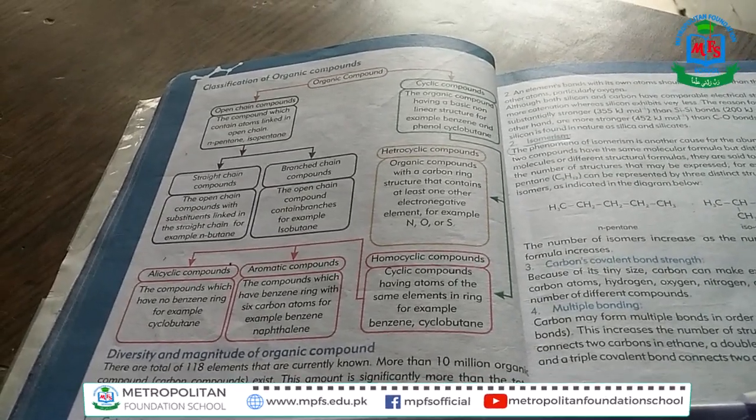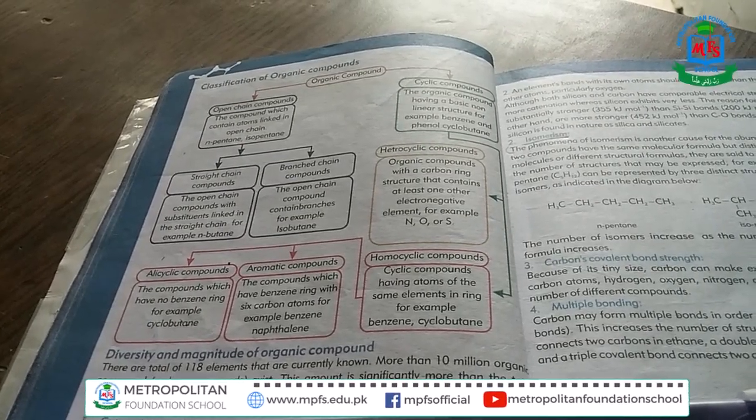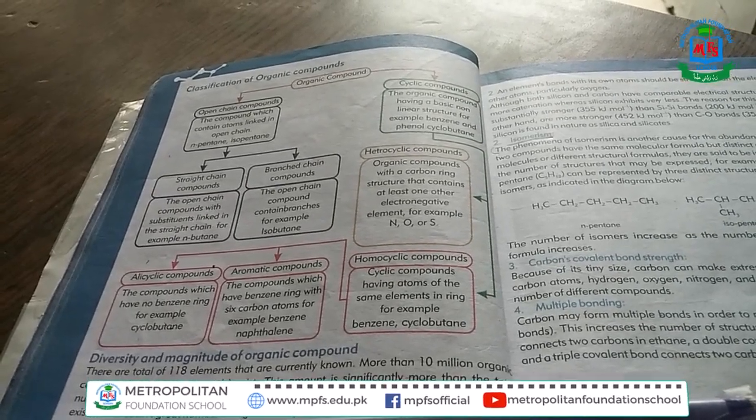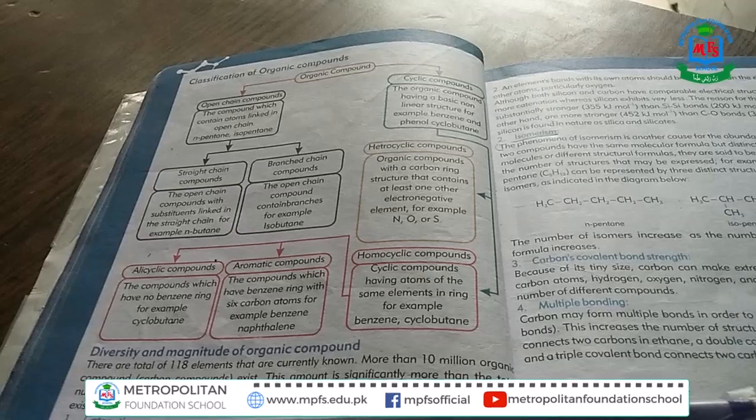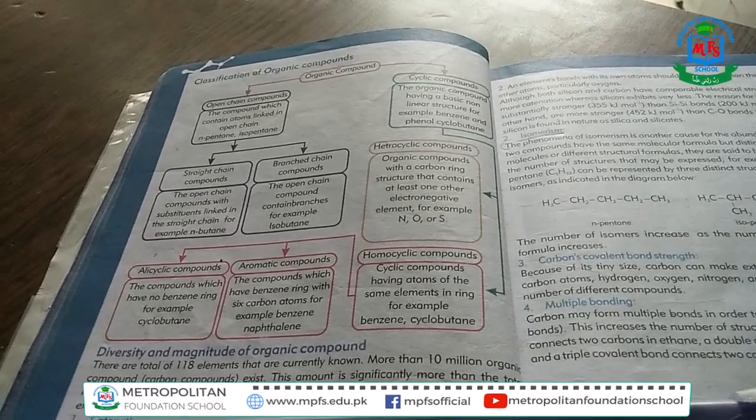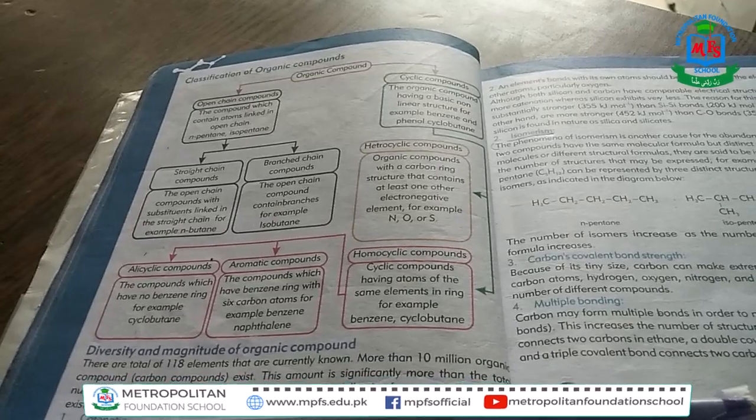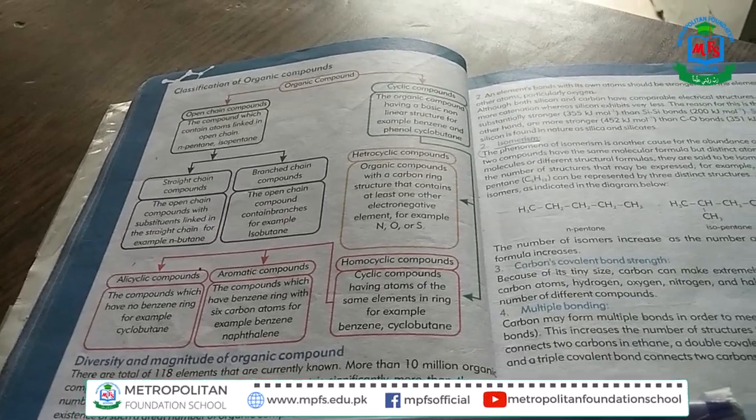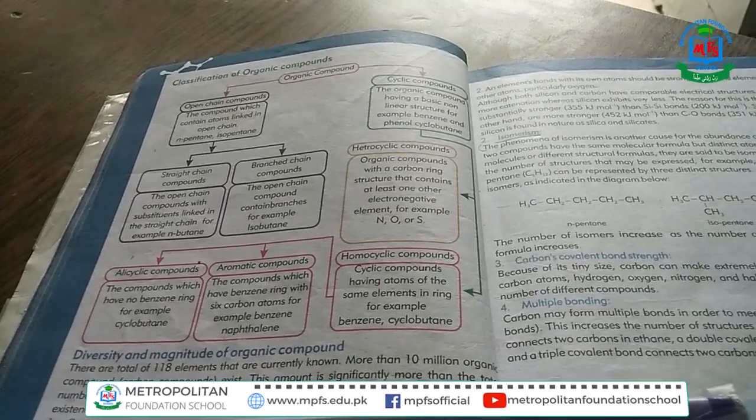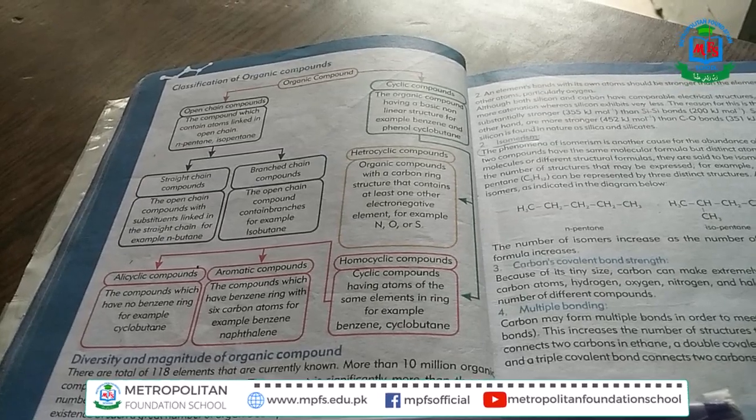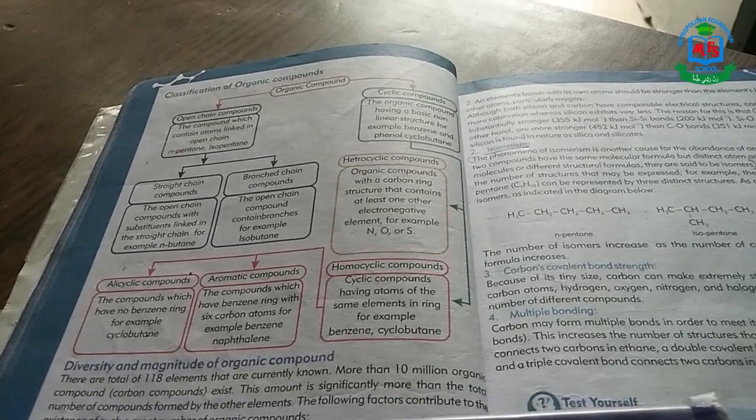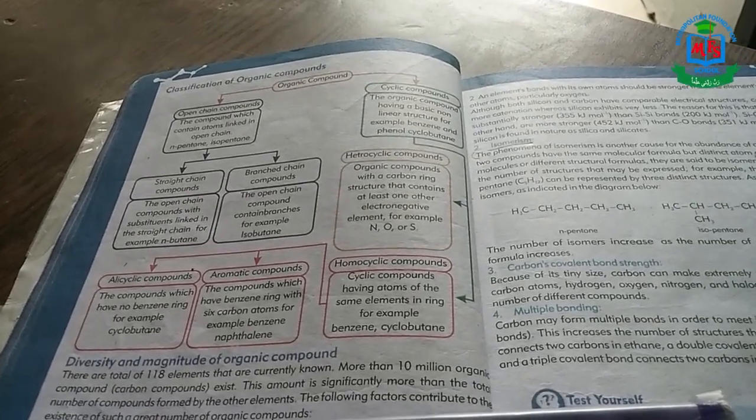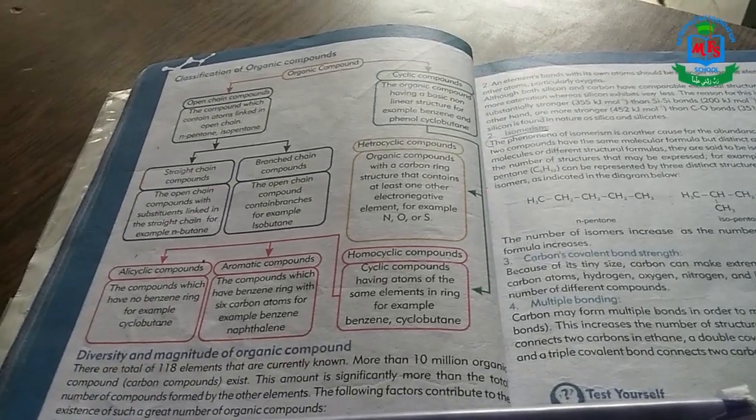Now, today in this lecture we discuss classification of organic compounds. First of all, we discuss what are organic compounds. Organic compounds are also hydrocarbons in which carbon links with other elements like carbon, hydrogen, nitrogen and oxygen. This type of compounds are called organic compounds. They are generally obtained from living organisms. Now, we discuss classification of organic compounds.